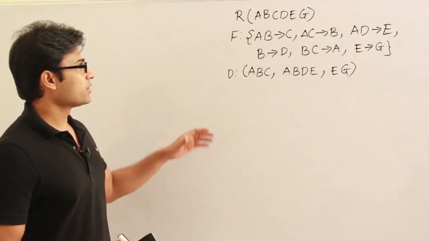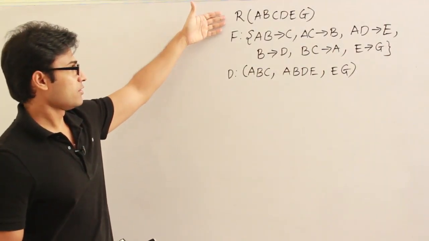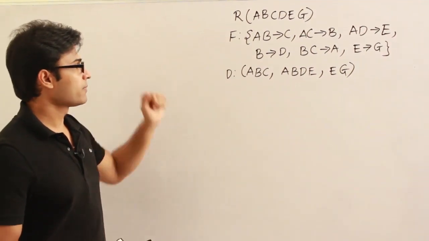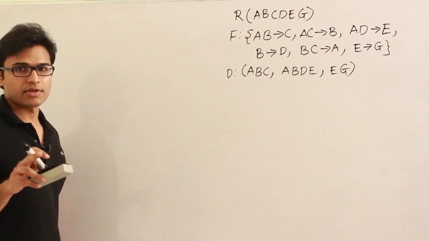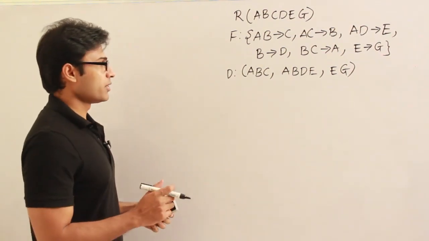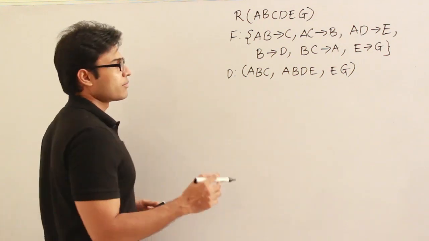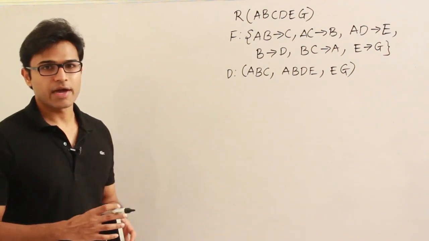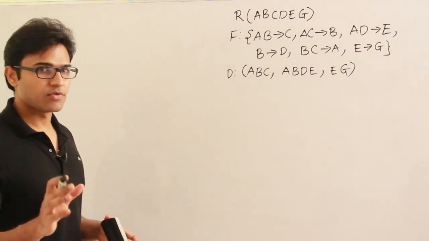Now watch this. For this table, these are the functional dependencies given, and this is the decomposition. Now what we want is to test whether the two properties are holding on this or not. Now for the first property, lossless decomposition. Before going ahead, let's just see if all the attributes are preserved. So that has to be followed first.